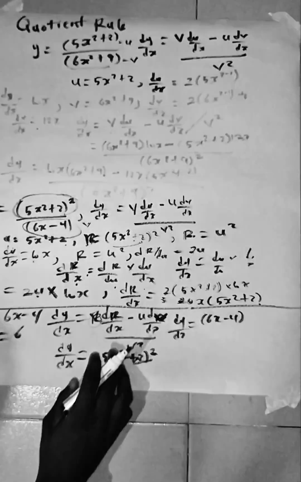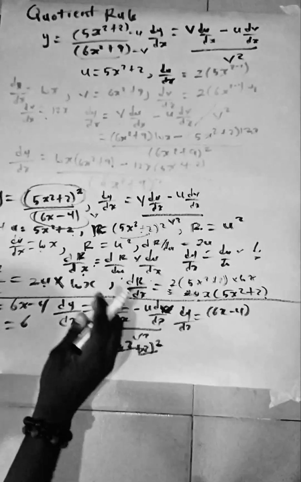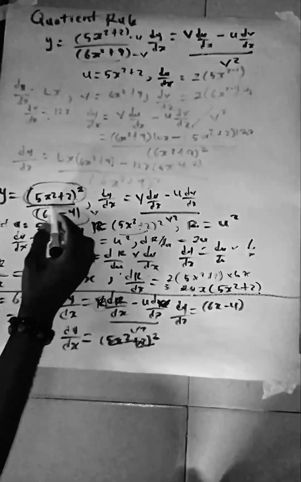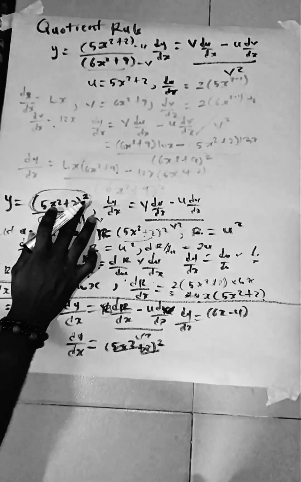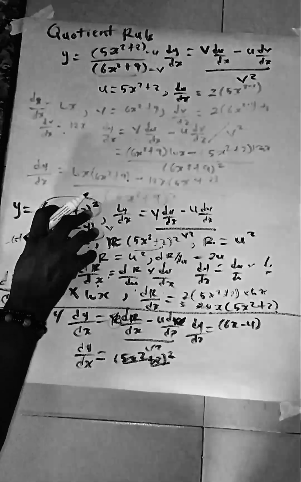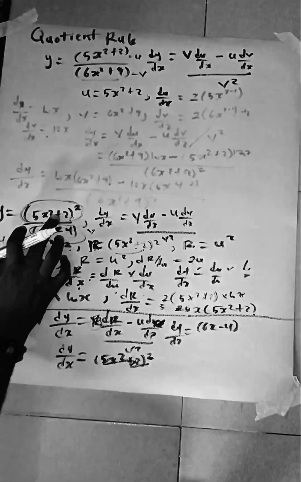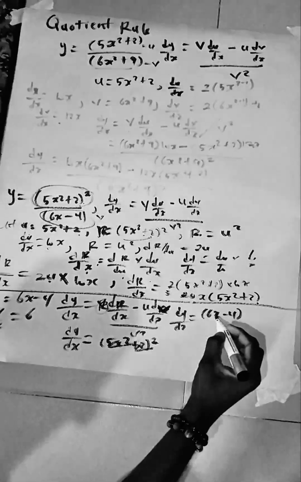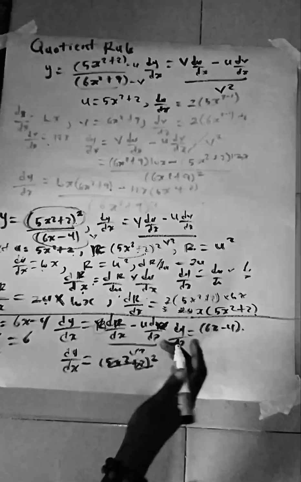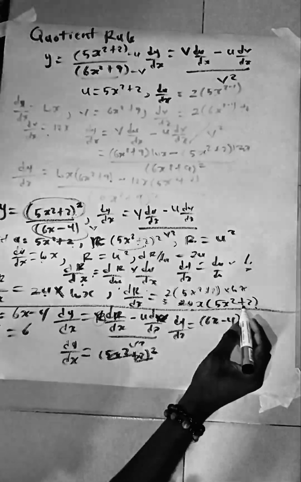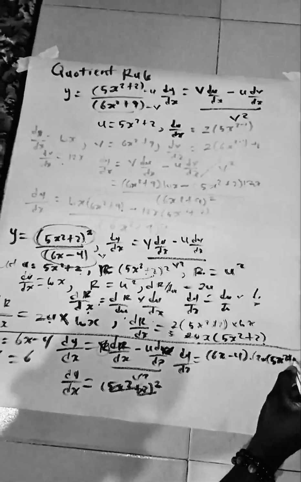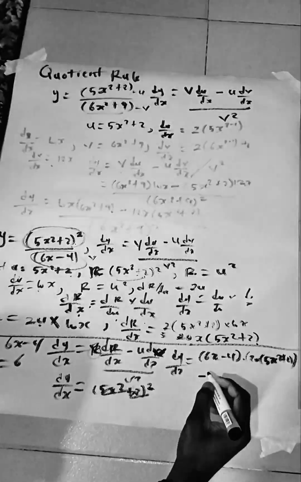So remember, this dr by dx is just the derivative of this upper function, and our dv by dx is just the derivative of this lower function, because we set this to equal r, so it was easier to solve this using the chain rule. So 6x minus 4, then multiplied by dr by dx. Dr by dx is just 20x, then multiplied by this. So we have 20x open bracket 5x squared plus 2, then minus u.